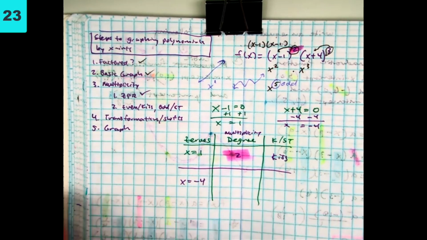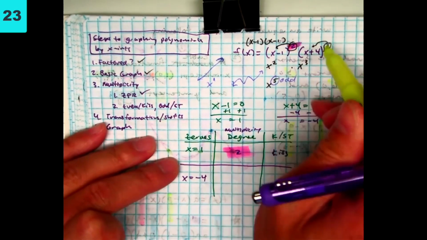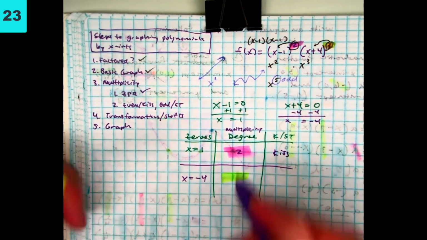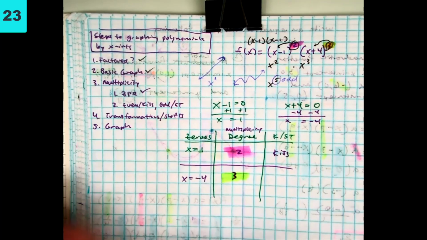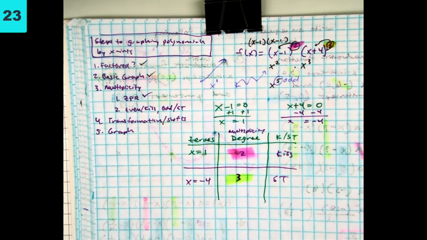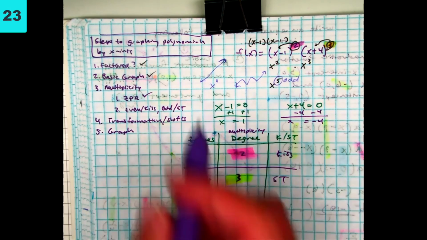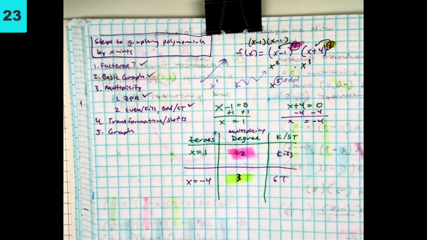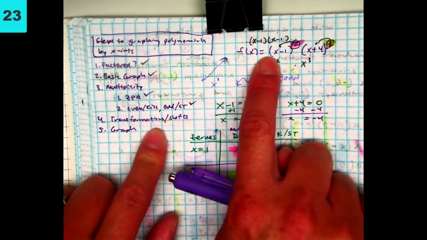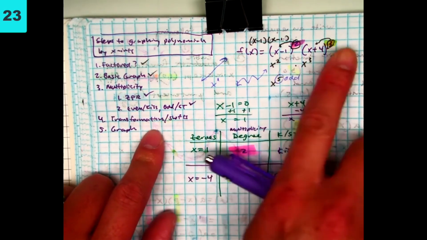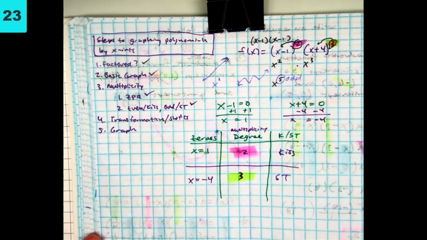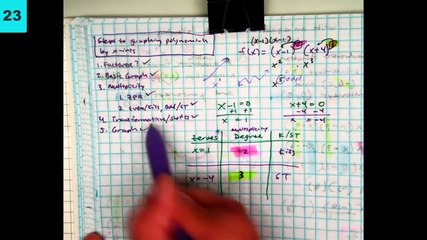X equals negative 4. What's its multiplicity? It's a 3. Is that even or odd? You're going to shoot through. In this problem, there are no transformations or shifts. What that would basically look like is if there were some a value in the front, like a constant, or another constant back here, like a minus 8. So we don't have any of those. Let's go ahead and graph this now.